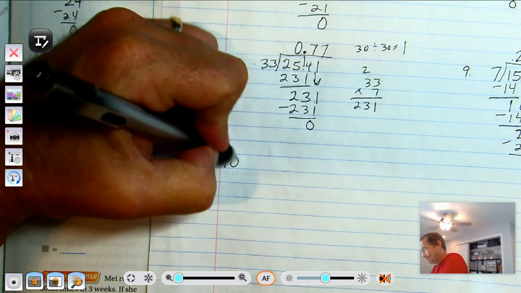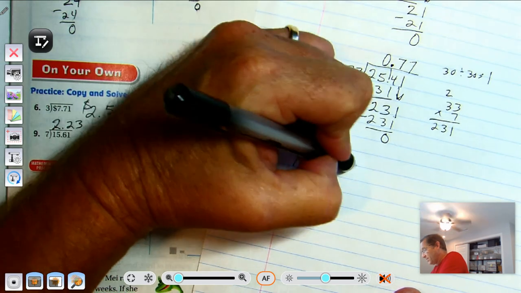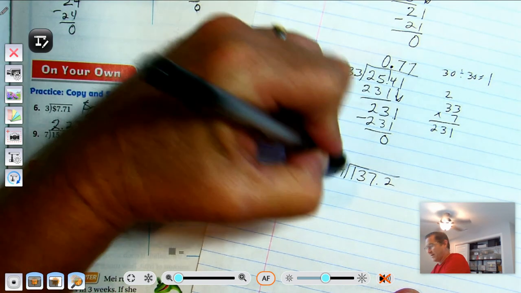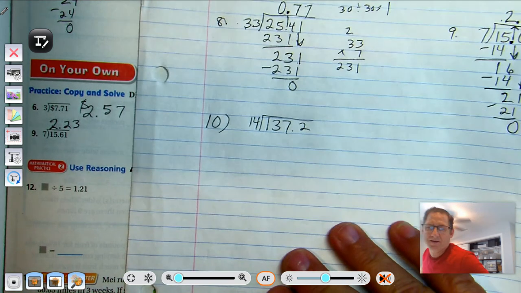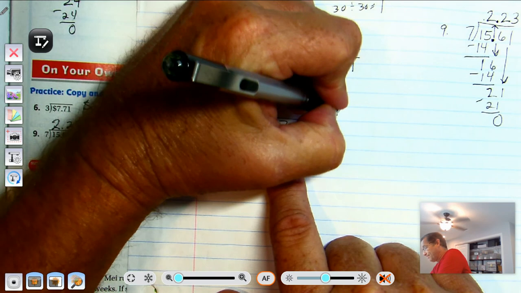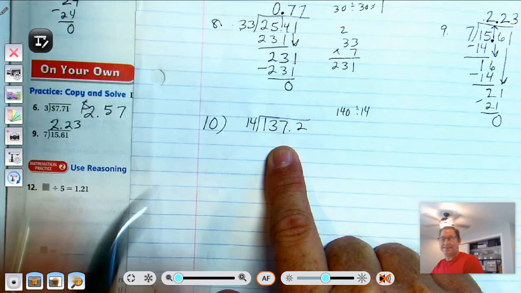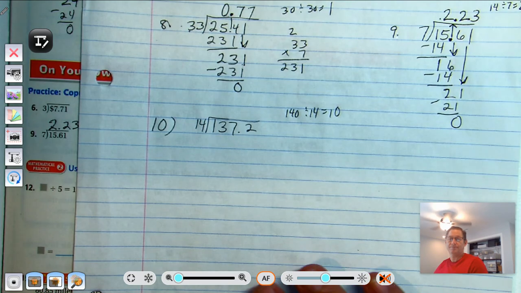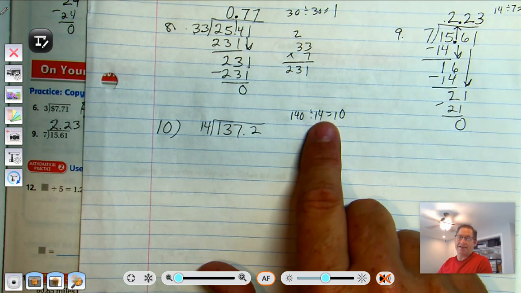Number 10. 137 and 2 tenths divided by 14. Well, you see that 137 is close to 140, right? Let's keep our 14. 140 divided by 14 is just 10. So we know our answer should be close to 10.